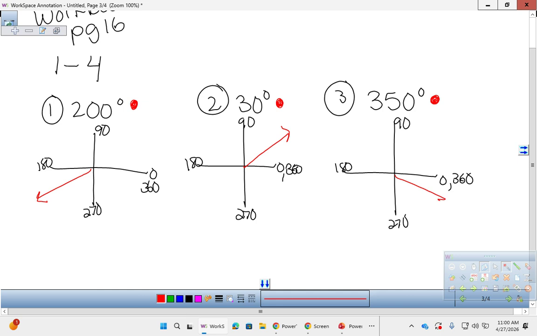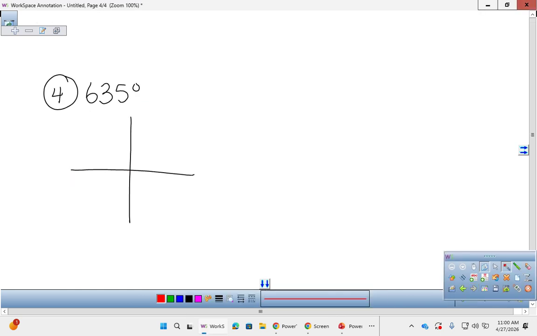Now the next one, so this is the standard position. This is what we went over on Friday. Now the next one's a little bit trickier. We talked about this on Friday, but it was at the end of class. We said that if it's above 360, we gotta do what? Does anyone remember? Minus 360. So if we subtract 360 from this, did anybody do that?